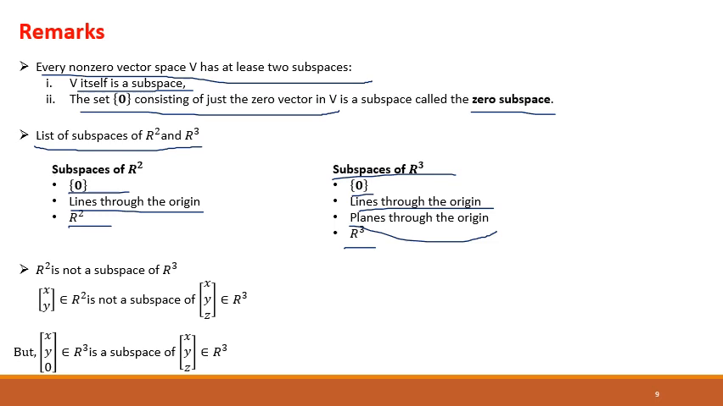Another important remark: R2 is not a subspace of R3. It means a vector having two elements (x, y) in R2 is not a subspace of (x, y, z) belonging to R3. But remember, (x, y, 0) in R3 is a subspace of (x, y, z) belonging to R3.